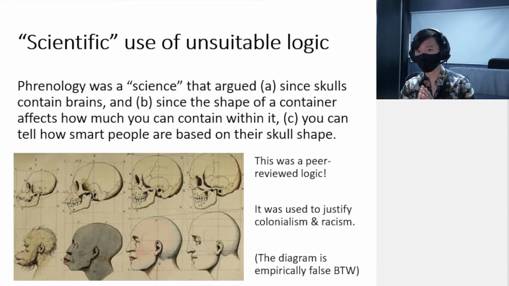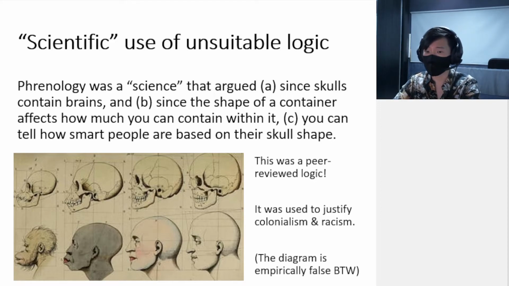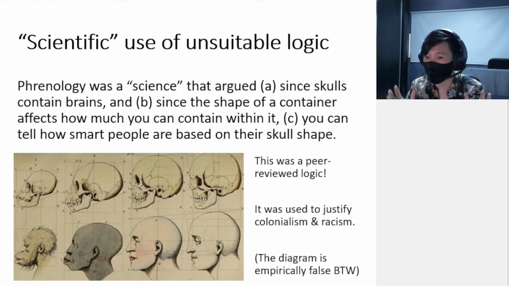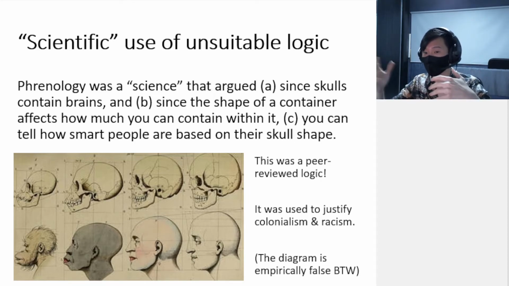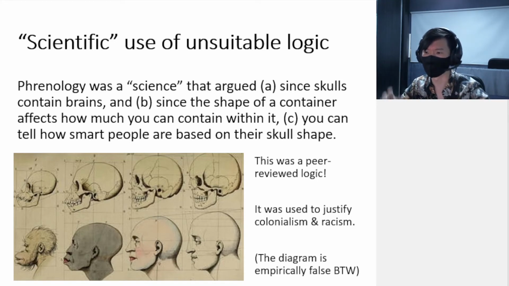So, phrenology was this science, right? The thing is, it did have scientific method in that it followed empirical steps. There were theoretical build-ups, but it was not good research. It was not good for anyone involved. Basically, the science argued this, since skulls contain brains, this is the general logic, right? Since skulls contain brains, and since the shape of a container affects how much can be contained within it, you can tell how smart people are based on the skull shape.